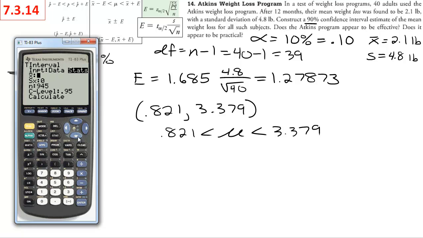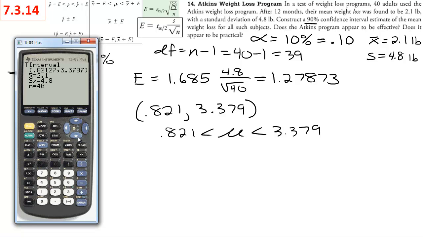Now it wants to know, what was your average? 2.1. Hit enter. What was the S sub x, that's the standard deviation of your sample, 4.8. What was your sample size? Well, our sample size was 40. Confidence level, 0.9. And then calculate. And look at that.